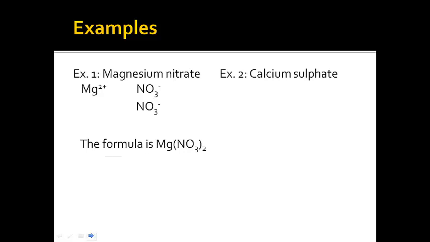Another example is calcium sulfate. Calcium is group 2 like magnesium, so it has a charge of 2+. Sulfate has a charge of -2. Those charges are already balanced, so I can just write out my formula as CaSO4. Notice no brackets. Don't use brackets unless it's absolutely necessary. It's only necessary when you have more than 1 polyatomic ion in the compound.